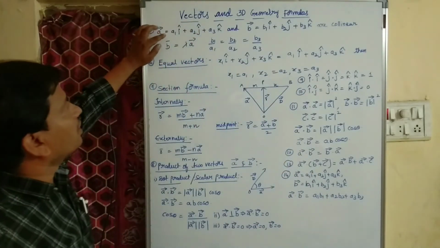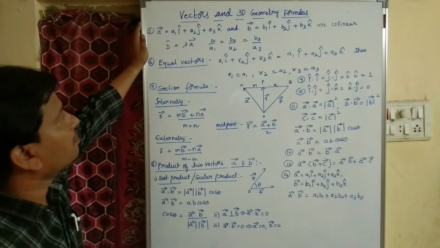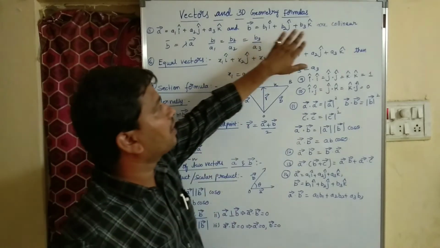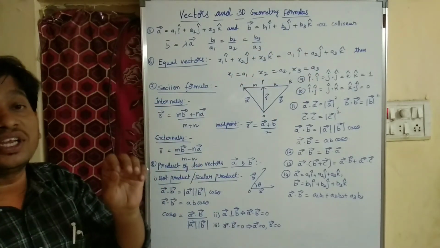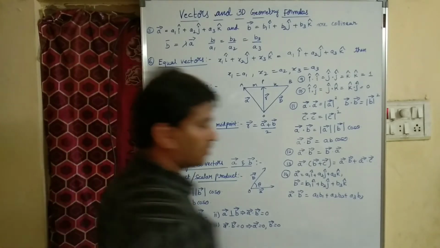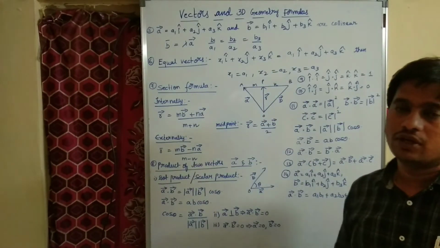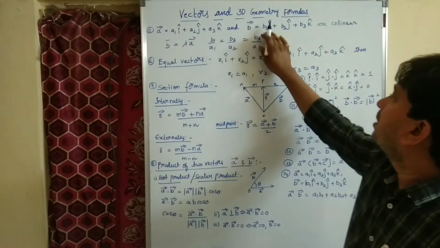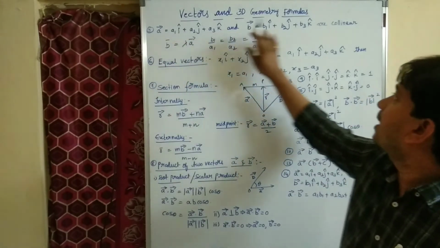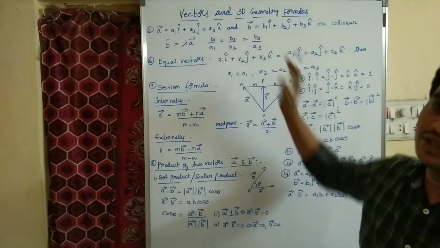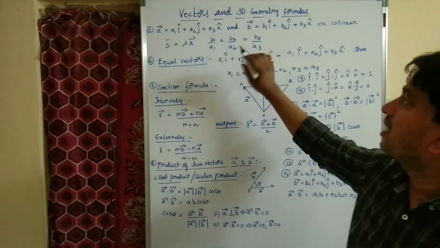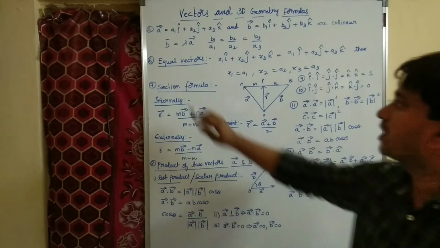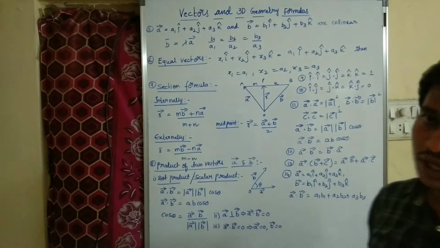a bar equal to a1 i cap plus a2 j cap plus a3 k cap, and b bar equal to b1 i cap plus b2 j cap plus b3 k cap are collinear. As we have seen in pair of linear equations in two variables, I mean a1 by b1 equal to a2 by b2 equal to a3 by b3, right? If all three are equal, we can say that the two vectors are collinear vectors. Or else we can also write it as b bar equal to lambda into a bar.